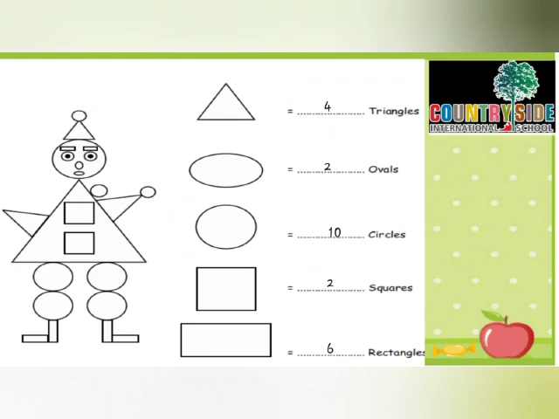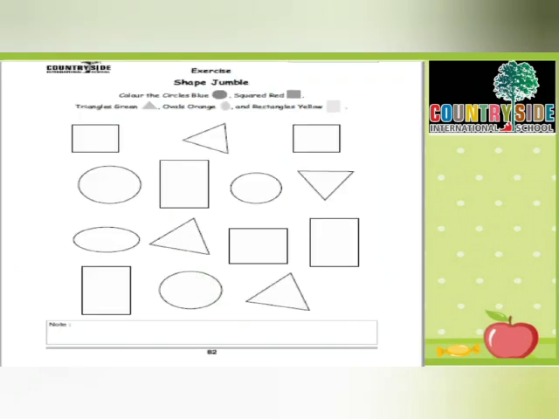Okay, now moving to the other page, that is 82. Color the circles in blue, squares in red, triangles in green, ovals in orange and rectangles in yellow. Here the colors are given for the respective shapes. So you have to color all the shapes according to the given colors.